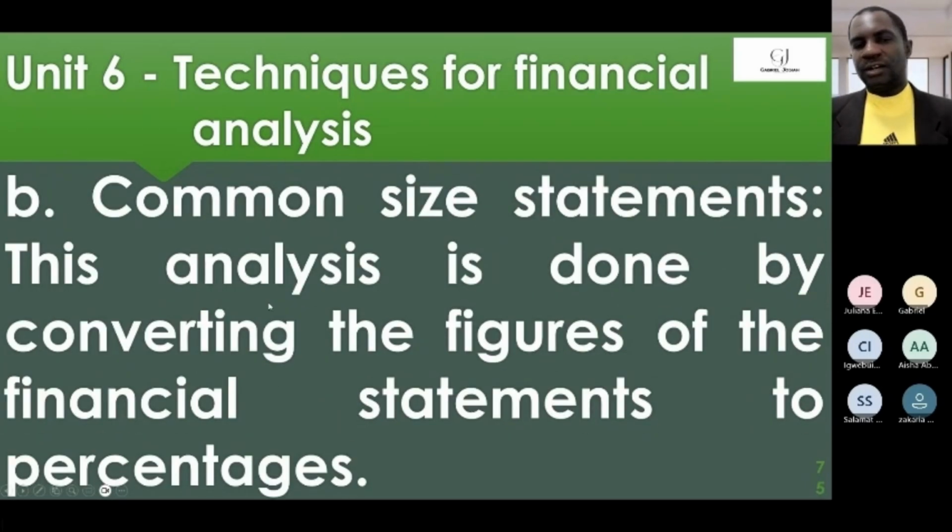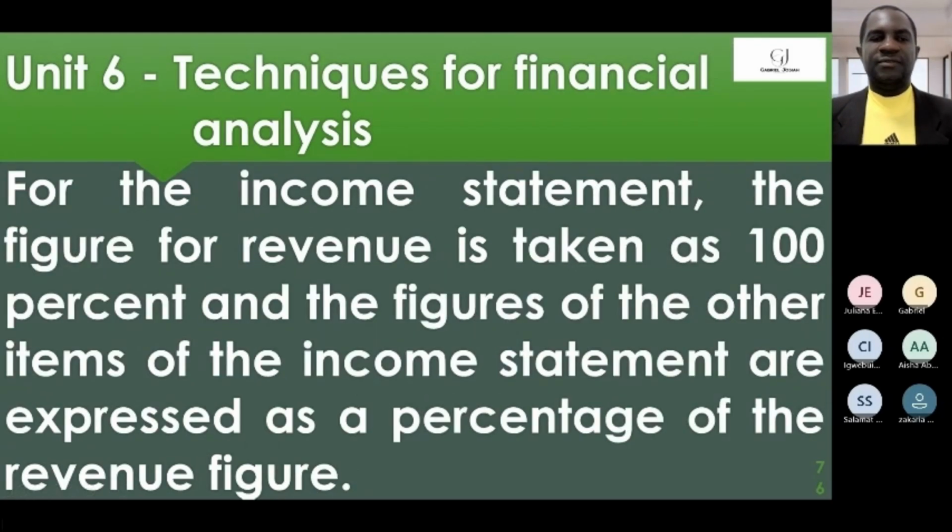Okay, so having looked at comparative financial statement analysis, we look at common size, another technique. This analysis is done by converting the figures of the financial statements to percentages. So when you are doing common size, you convert the figures to percentage. For the income statement, the figure for revenue is taken as 100%. So that's the base, 100%.